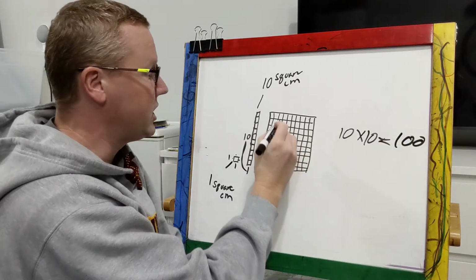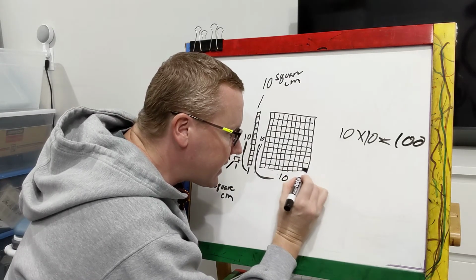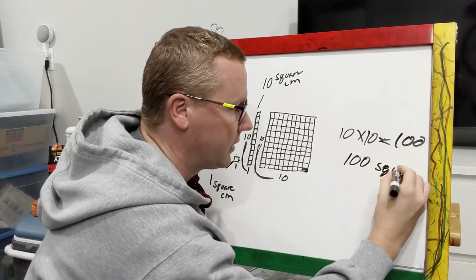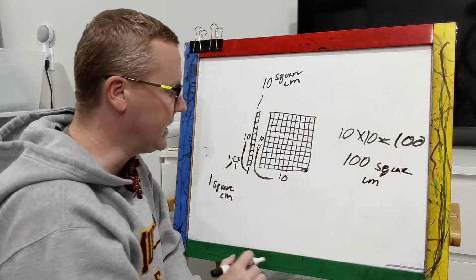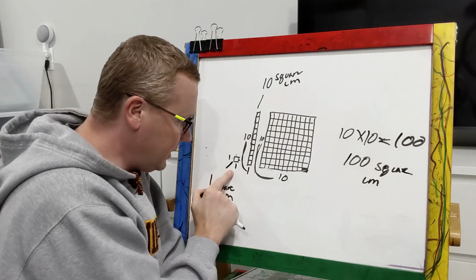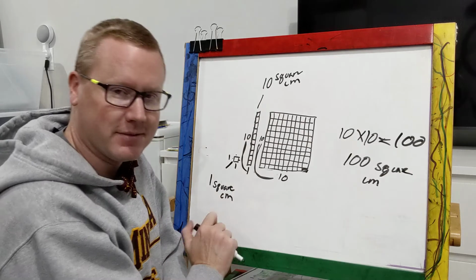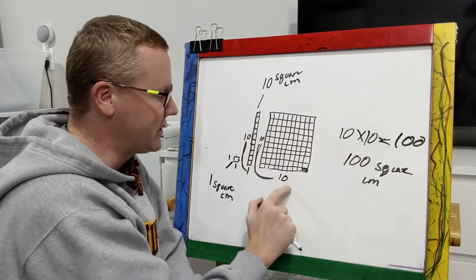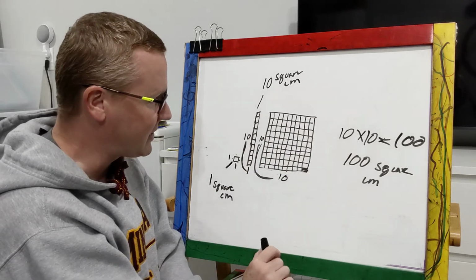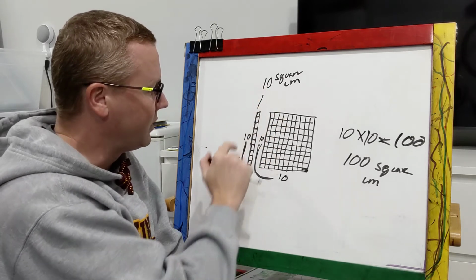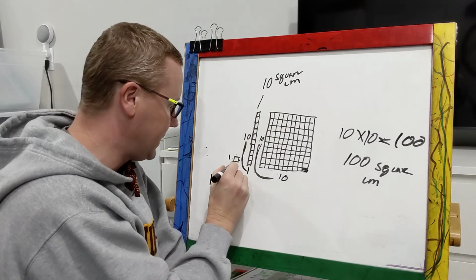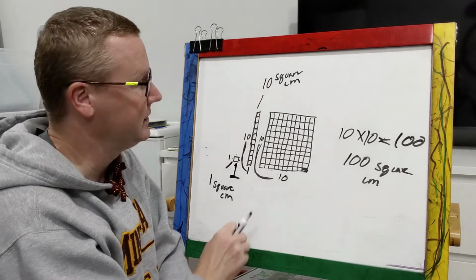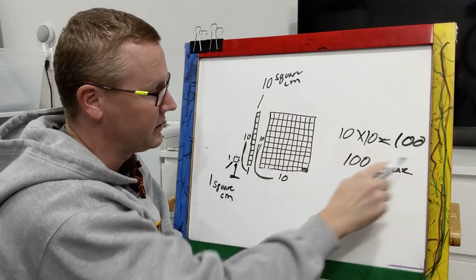100. Remember these little pieces right here are a square centimeter. There's 100 square centimeters in a mat. 1 square centimeter, 10 square centimeters, 100 square centimeters. If you notice a pattern, we're multiplying by 10 every time. So we went from a 1 to 10, you get by multiplying it by 10. A 10 times 10, you get 100.